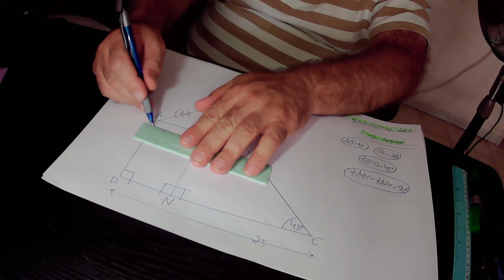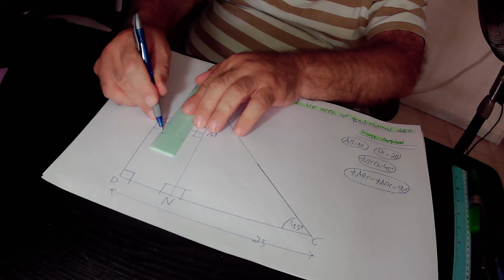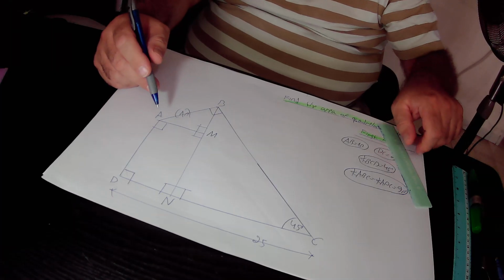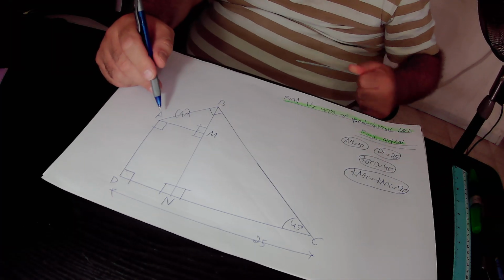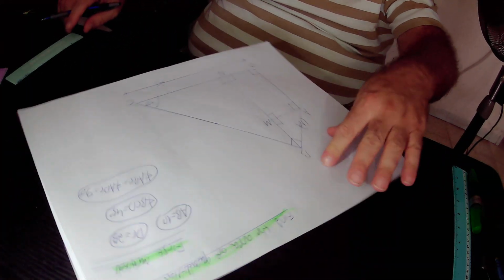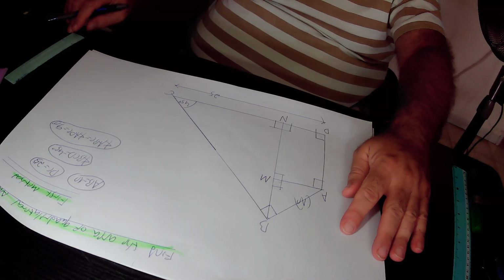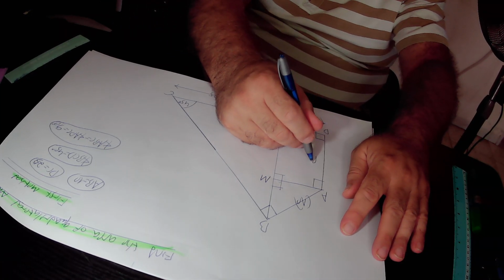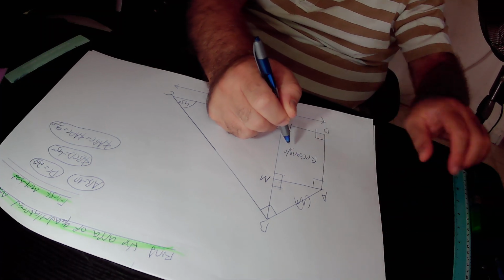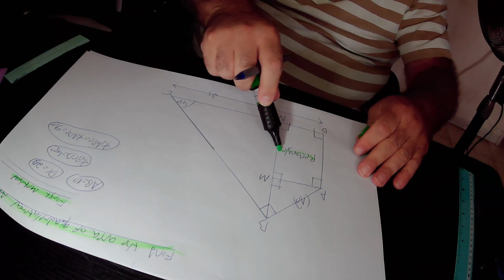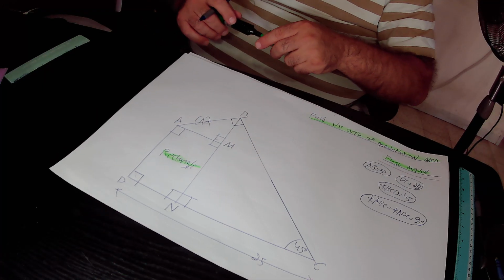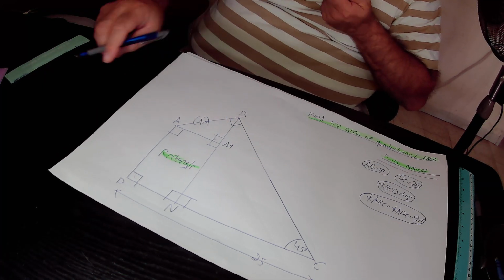So in quadrilateral AMND we have 4 right angles. Therefore, according to rule 5, quadrilateral AMND is a rectangle, because it has 4 right angles. We define the length of side AM as a.